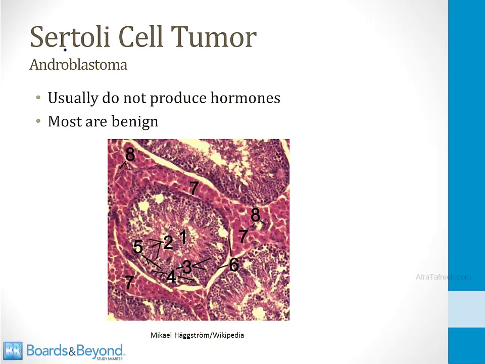Next, let's talk about Sertoli cell tumors of the testicles. These are also sometimes called androblastomas. In contrast to Leydig cell tumors, Sertoli cell tumors usually do not produce hormones, and most of them are benign. These are relatively boring tumors of the testicles, and they're very rare. If they ask you a question about this type of tumor on the Step 1 exam, it's likely going to be to ask you where the Sertoli cells are normally found. So just by way of review, this is a seminiferous tubule here. The Sertoli cells are found along the edges of the seminiferous tubule. They form the blood-testis barrier. In contrast, the Leydig cells are found outside of the seminiferous tubules.